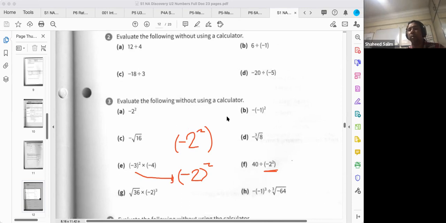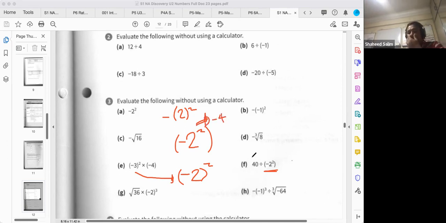So this means you put the minus outside. It's the same as like that. 2 times 2, 4. Then add the minus. Minus 4. This one's answer is minus 4.